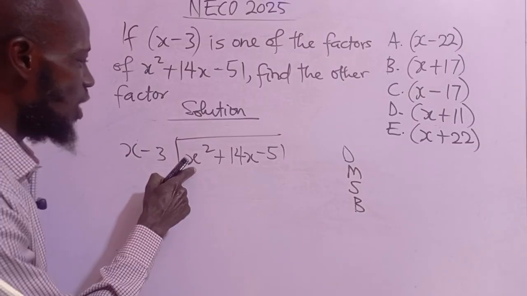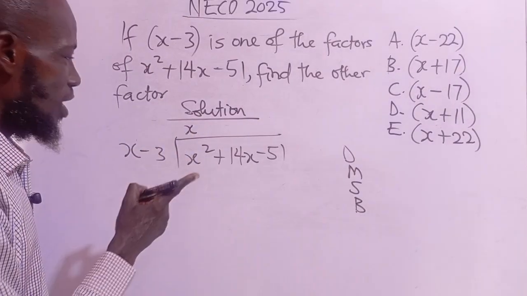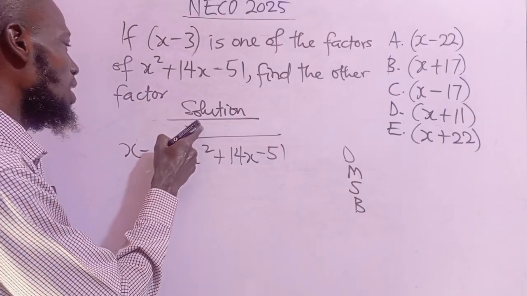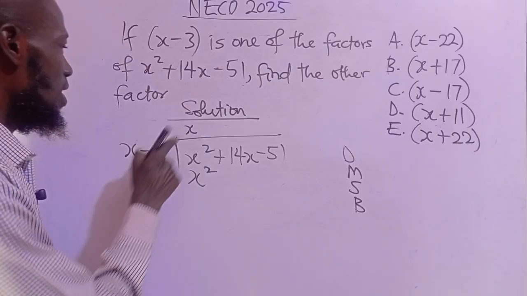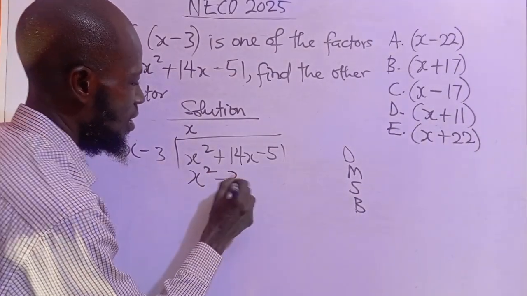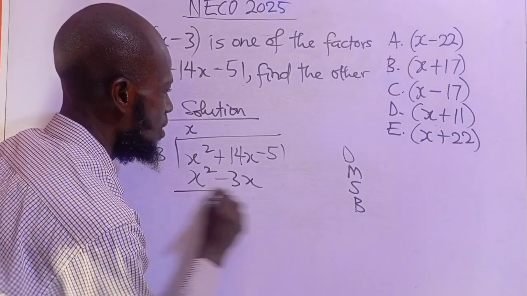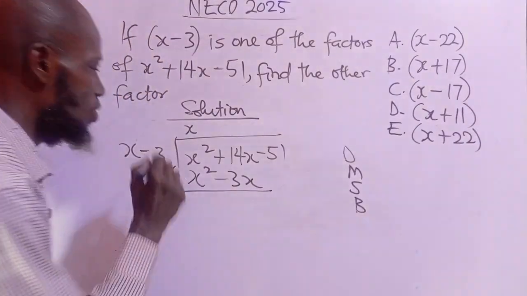So x in x squared, that will be x. That is daddy. Now mommy: x times x is x squared, then x times minus 3 is minus 3x. Now the next step is what? Sister, which is subtraction. We are going to subtract.